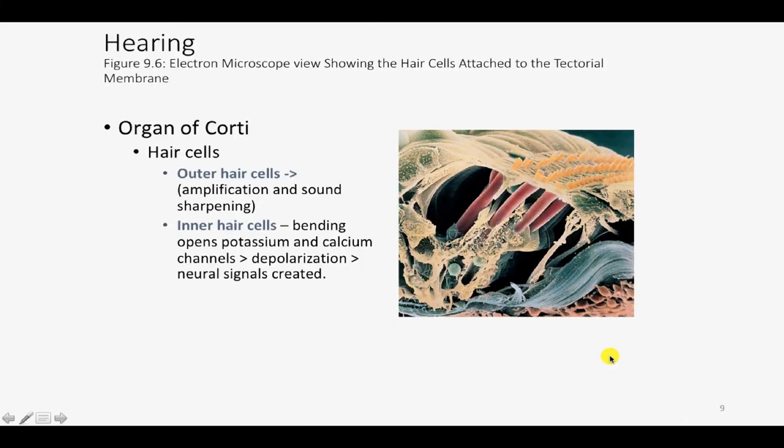Here's a closer look at where the hair cells are. And notice that there are outer hair cells and inner hair cells. The inner hair cells are the receptors for hearing. So these are the ones that are creating that neural signal. They are the ones that are responsible for sensation. The outer hair cells play an important role, though. They are involved in amplification and a sharpening of the sound. In other words, the ability to distinguish between similar frequencies.